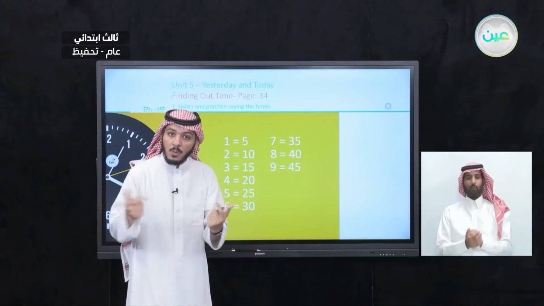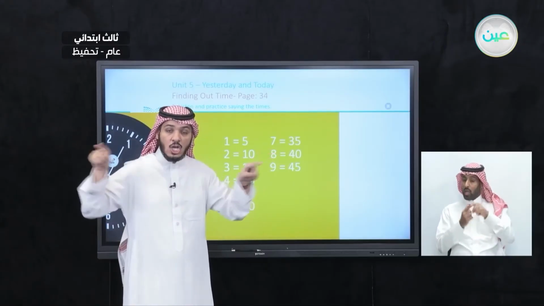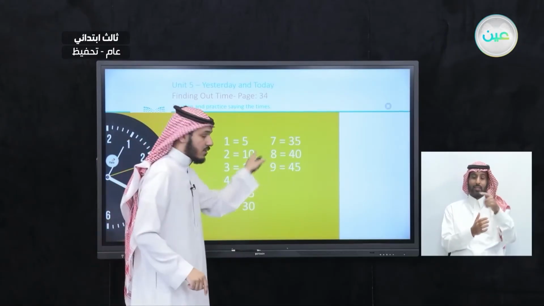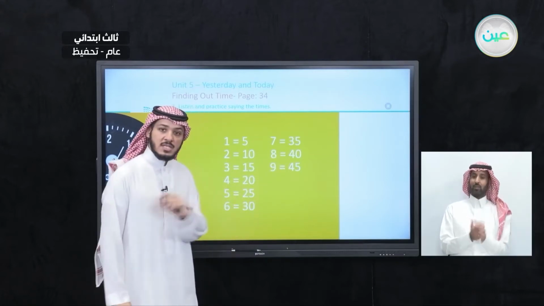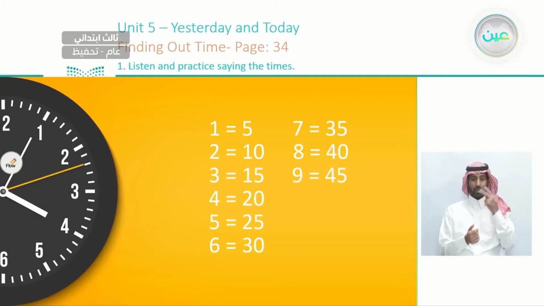5:45. Why? Because the long hand is on what? Number 9. Do you remember? On number 9. So we have 45 minutes. Let's continue. So number 10, how many minutes do we have? 50. Excellent. So we have 50 minutes here.